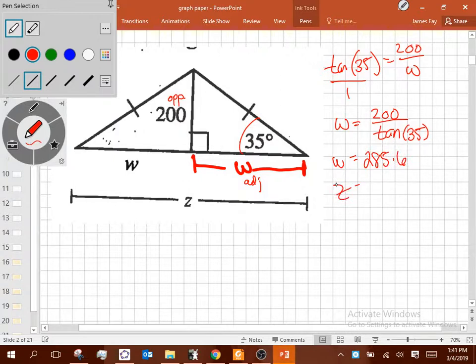And then Z is how much of W? 2 of them. Because again, if this is an isosceles triangle overall, this segment bisects the opposite side, right? Bisects the side that it's perpendicular to. So W is half of that. Double it, you should get Z. So this becomes like 571.25 or something like that.